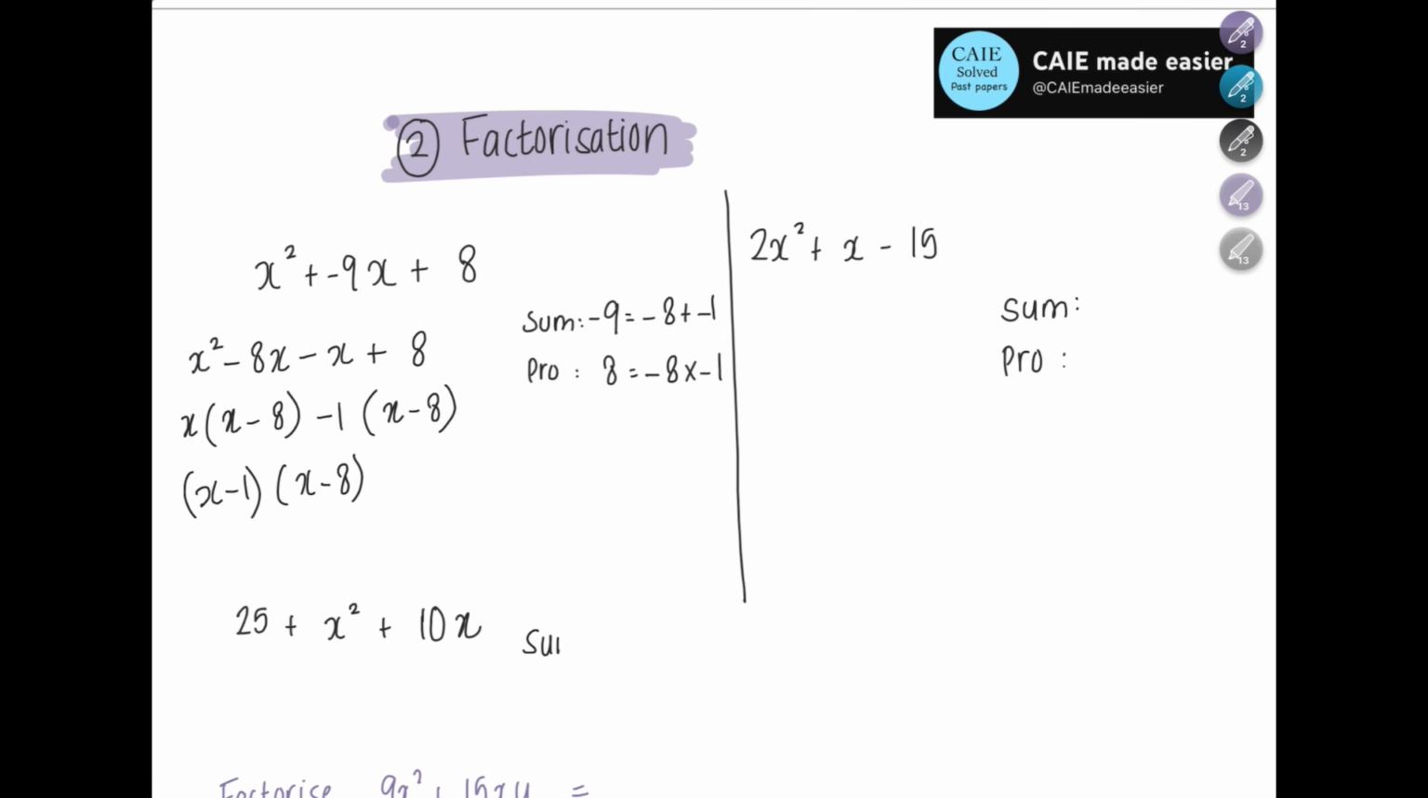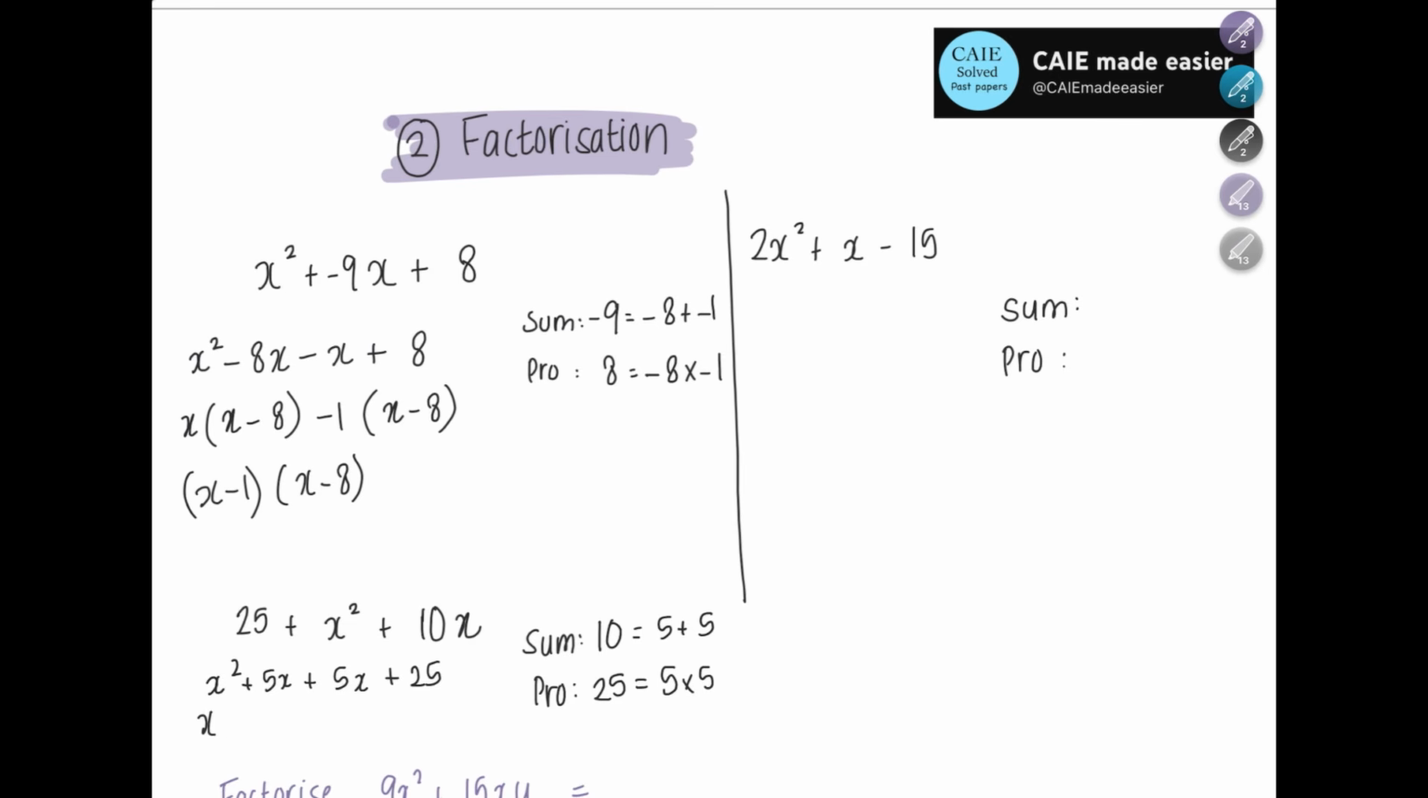Now on the other hand, over here 25 plus x squared plus 10x, do you know which number is going to be for the sum and which number is going to be for the product? Remember, the number with x is going to be the sum. So this is 10. The number without any variable is going to be for the product. So this is going to be 5 times 5 and 5 plus 5. Write x squared plus 5x plus 5x plus 25.